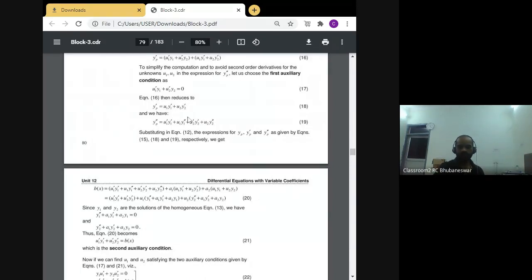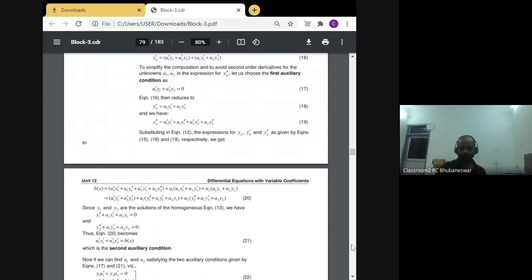After calculating the derivative of yp, we again have to take the double derivative of yp. These derivatives are represented in equation number 18 and equation number 19. Now we are substituting the values of yp, the first derivative of yp and the second derivative of yp in the given differential equation. After substituting yp, yp dash and yp double dash, we have a relation in equation number 20. That means the differential equation will look like equation number 20.